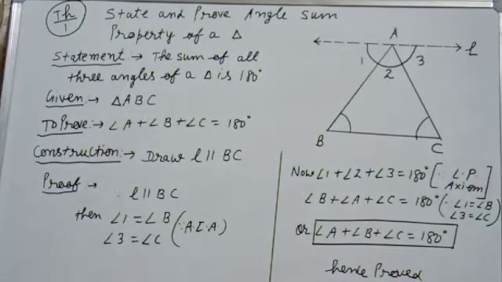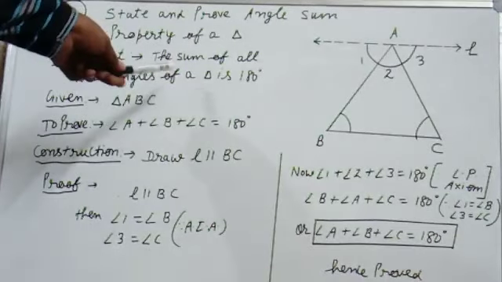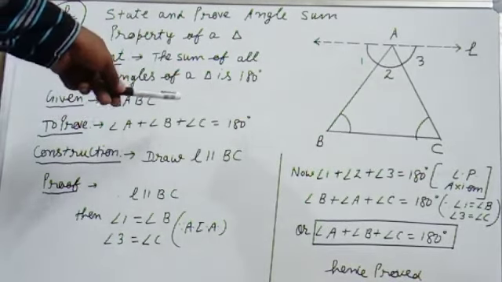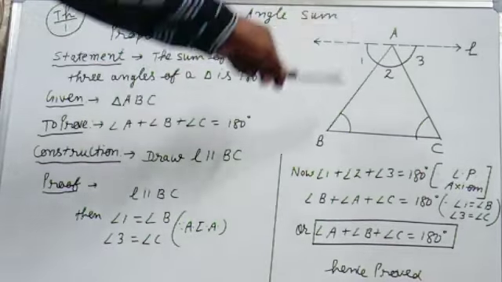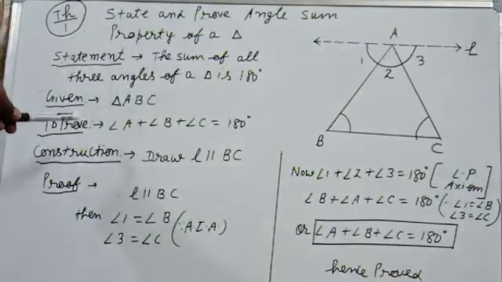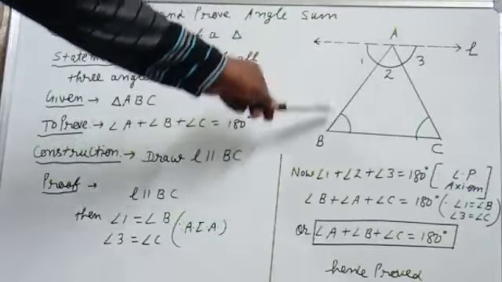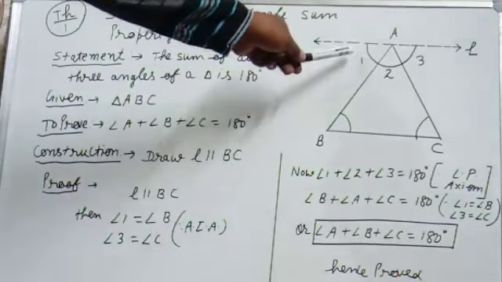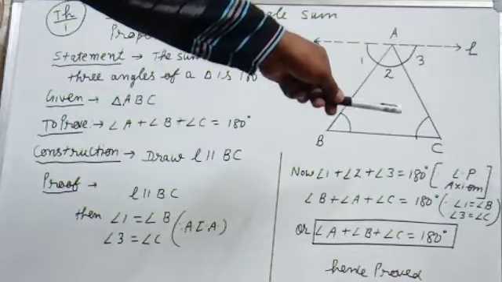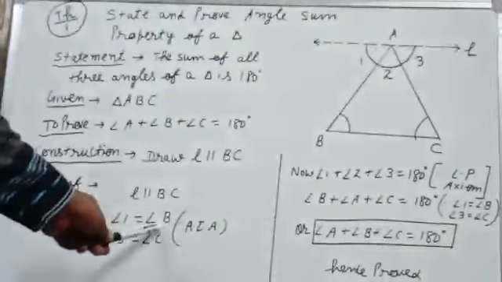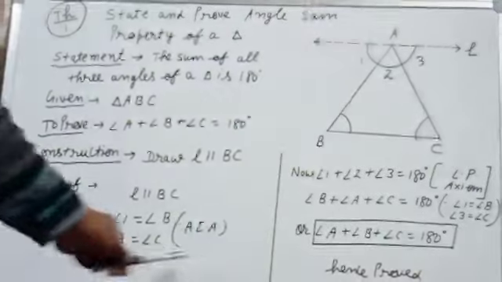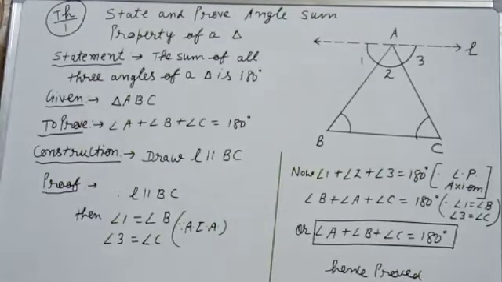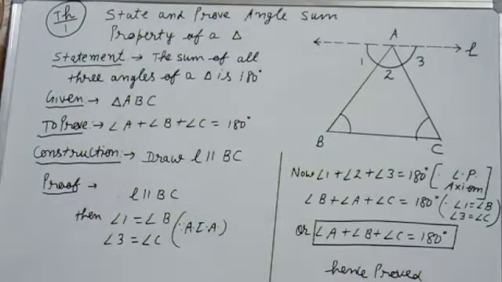Let us revise it once more. Statement: sum of all three angles of a triangle is 180. Given: triangle ABC. To prove: angle A plus angle B plus angle C equal to 180. Construction: draw L parallel to BC. I think there is no problem in this first step. So L parallel to BC, then angle 1 equal to angle B, angle 3 equal to angle C, alternate interior angles. Now angle 1 plus angle 2 plus angle 3 equal to 180, linear pair axiom. 1 replaced by B, 2 replaced by A, 3 replaced by C. Here you have to write down the reason, then write angle A plus angle B plus angle C equal to 180. Meaning in the last you have to write it in series.